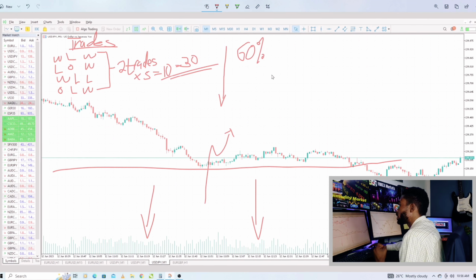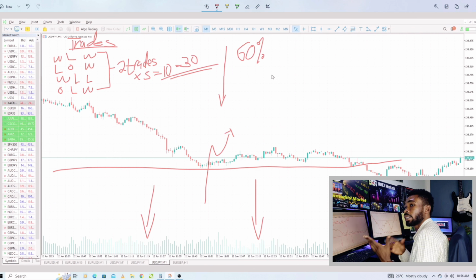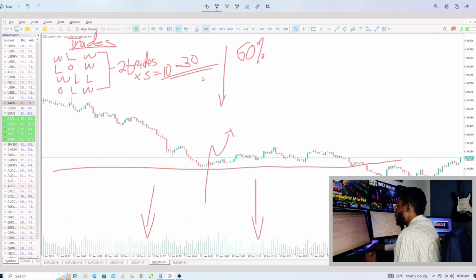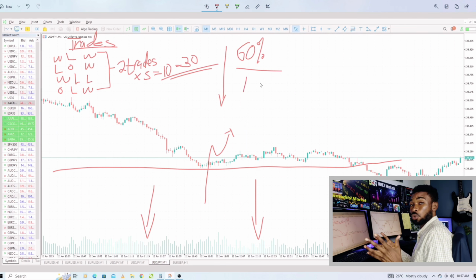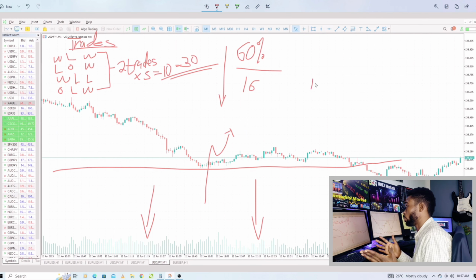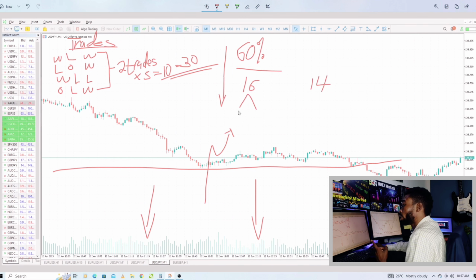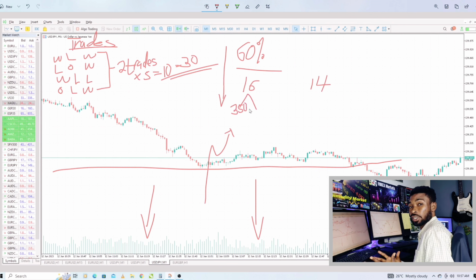So if you take 30 trades, 60% of 30 trades will be what? Let's say 16. I'm not saying exactly 16, but let's say 16 of them. So with a 60% win rate, let's say 16 wins and 14 losses. Now, you are very good, because 16 wins and 14 losses means you are very good. Out of these 16 wins, you are going to gain $350 each, so $350 times 16, because each win will give you $350.